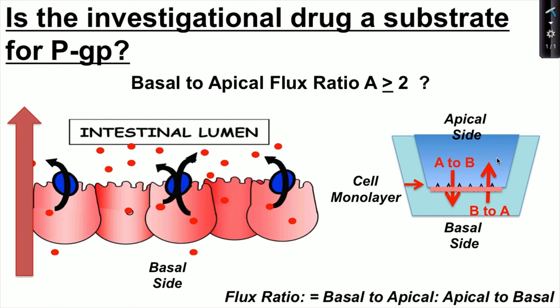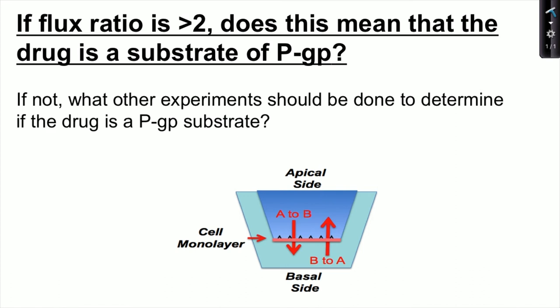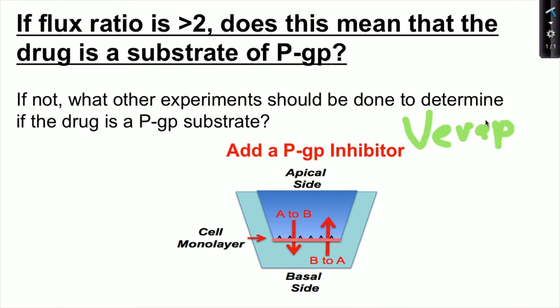So after you've determined that flux ratio, if the flux ratio is greater than 2, you may say to yourself, this looks like a PGP substrate, but you have to do another experiment, because there may be other ABC transporters in that membrane, transporters you hadn't thought about, because the cell membrane has other transporters. So you put in a PGP inhibitor, and one such inhibitor may be verapamil. But there are other inhibitors that you could use. So you put in verapamil, or rifampicin, a PGP substrate or an inhibitor, but one that will inhibit.